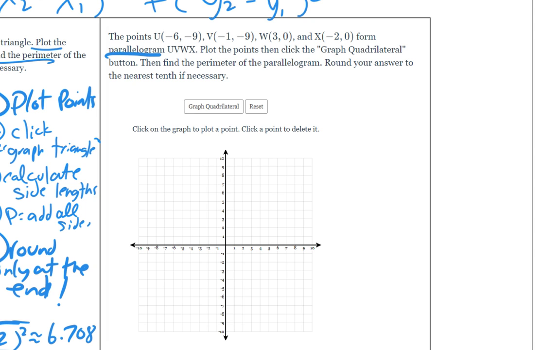Okay, so let's do the same thing. So we're going to say U is -6, -9. It's right over there. We're going to put a U there. V is -1, -9. W is 30. And X is -20. Okay, so we're just going to connect W and X. So U to V, W, X, and back.